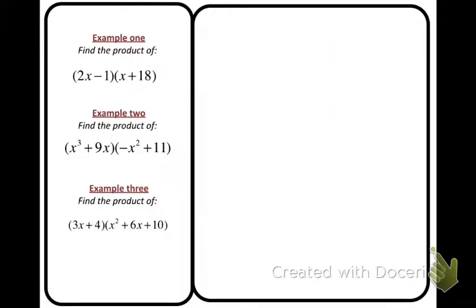Example 2. Find the product of x cubed plus 9x times negative x squared, oops, I messed that up, plus 11. Okay, and we've got to do the FOIL again for this.